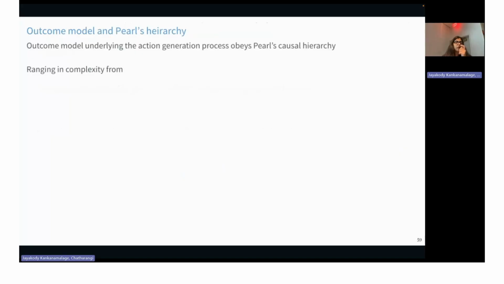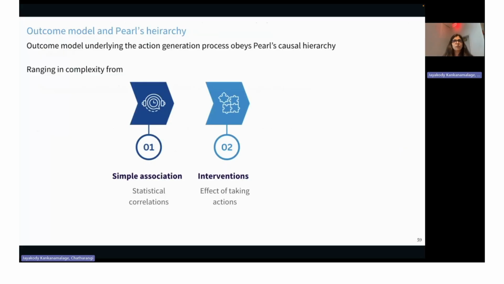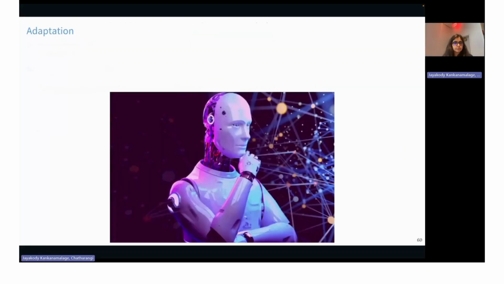And the outcome model follows Pearl's hierarchy in a way. So it ranges in complexity. The first rung of the ladder of causation that we saw was association. So it associates an action to the outcome. That's a simple association, which is typically based on statistical correlation. The second rung of the ladder of causation was intervention, where we intervene and see what would be the outcome of an action that has been taken. The third was counterfactual, which basically imagines if I had taken a certain action, how my outcome would have differed in this scenario or in any given scenario.